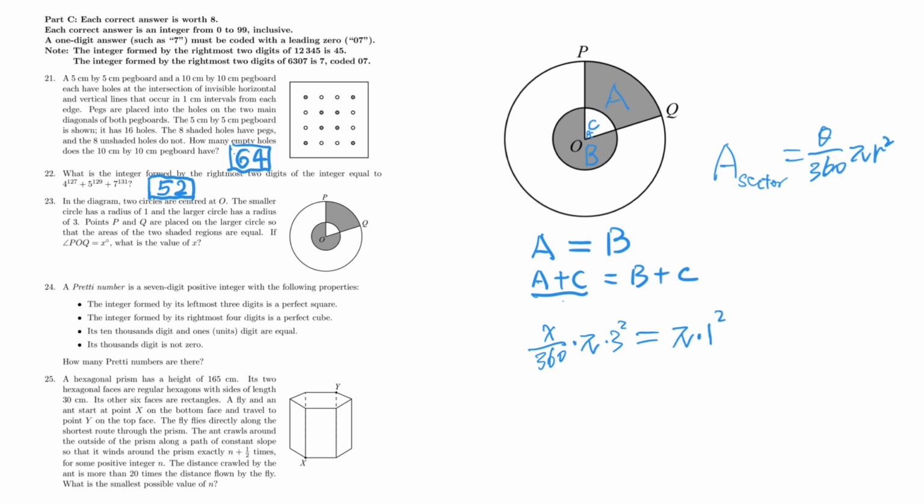So 1 squared. On both sides we cancel pi, and 3 squared is 9, cancel 9. That's 1. 360 divided by 9 is 40. X over 40 equals 1. X equals 40. So the answer of 23, the value of x is 40.